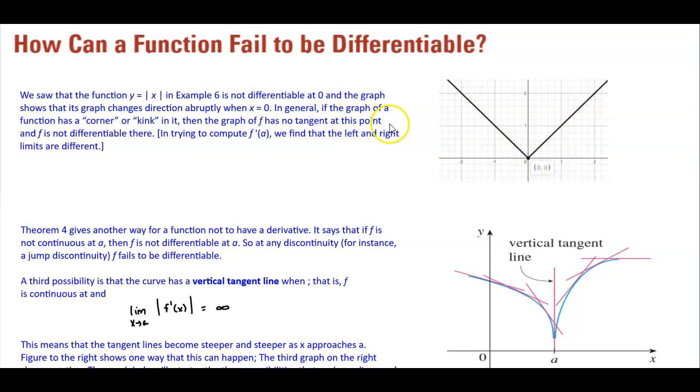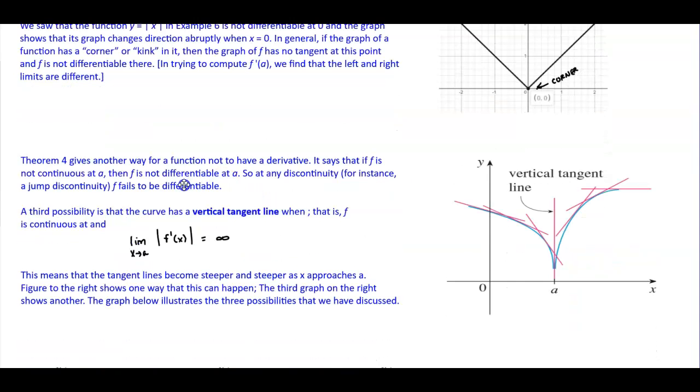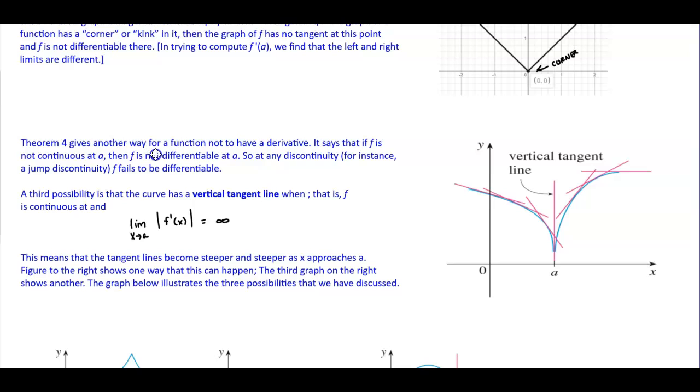So in general, if the graph of the function has a corner, or a kink in it, then the graph of f has no tangent at this point, and f is not differentiable there. So when we were trying to compute f prime of a, we found that the left and the right limits were different. Okay, now Theorem 4 gives another way for a function not to have a derivative.